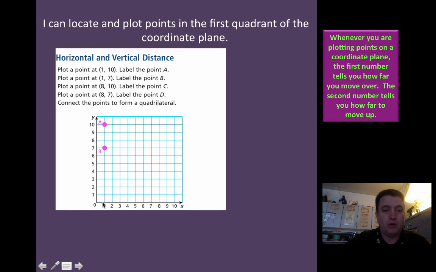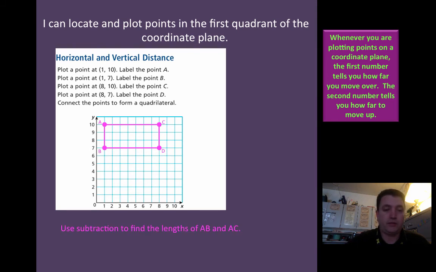Then it says I have to go over 8 and up 10. Whoops, I missed my mark there. I went over 7. Over 8 and up 10. That's going to be point C. And then I have to go over 8 and up 7 for point D. Now I have to connect all the points to form a quadrilateral. So I'm just going to draw some lines here to do that. And now I've created a quadrilateral, a four-sided shape. You're also going to have a question very similar to this on your seat work tomorrow.